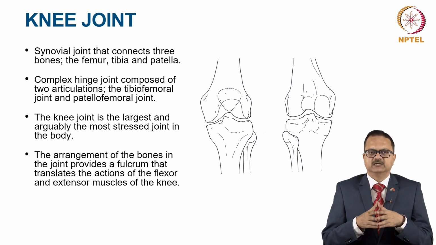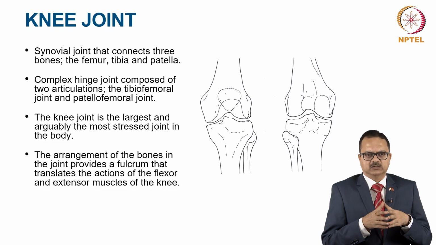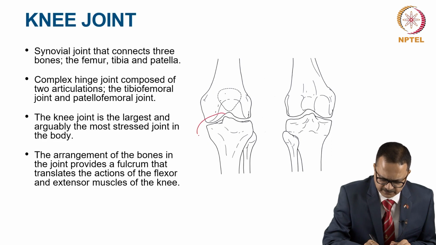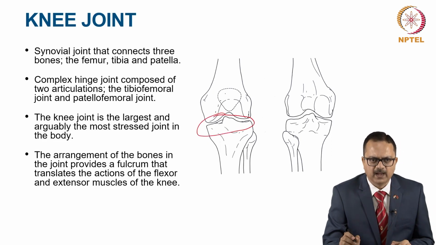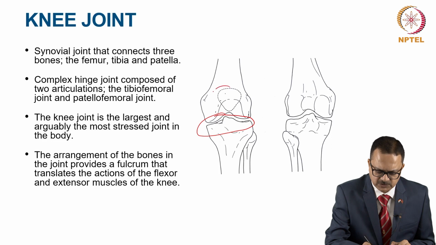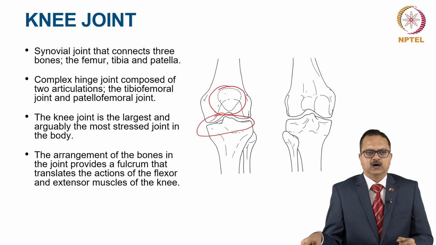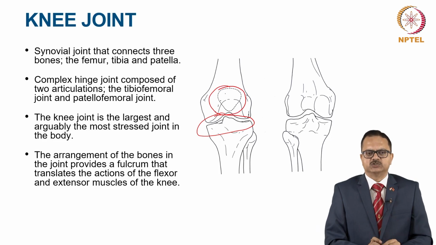It's a complex hinge joint comprised of two articulations: the tibiofemoral joint and the patellofemoral joint. Arguably, it's the most stressed joint in the body because it has a role in weight bearing, it has a role in running, it has a role in jumping, and it has a role in squatting down. It is the largest joint of the body.